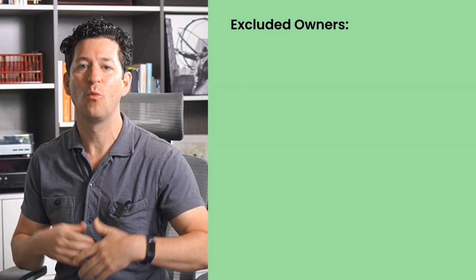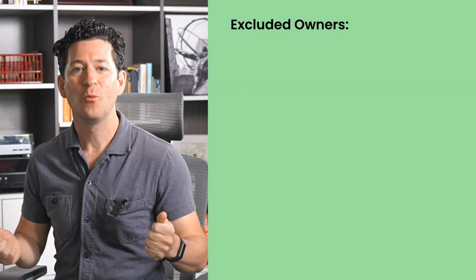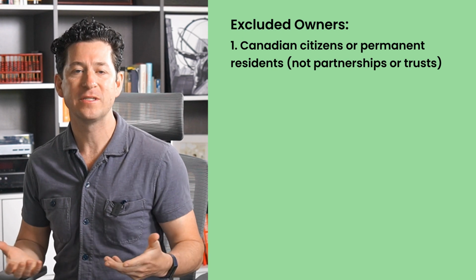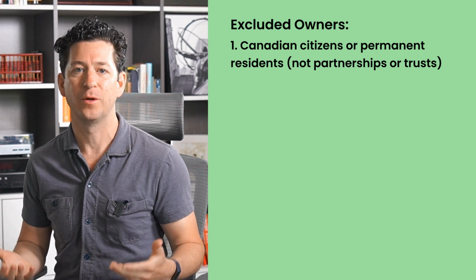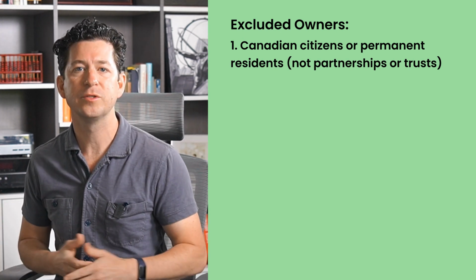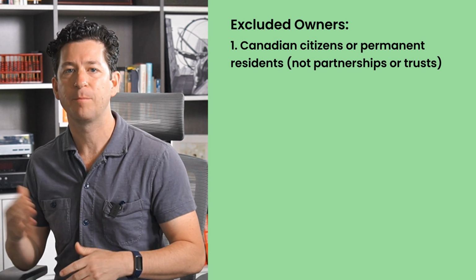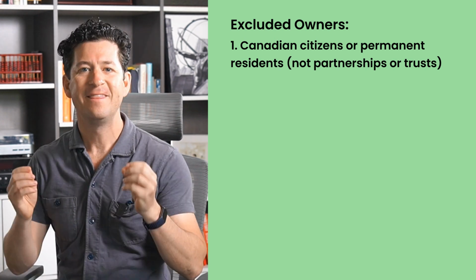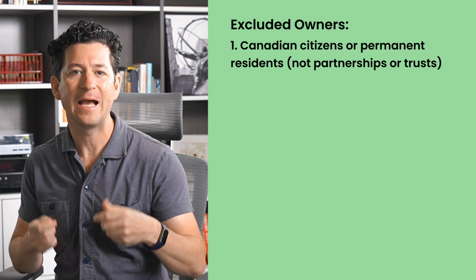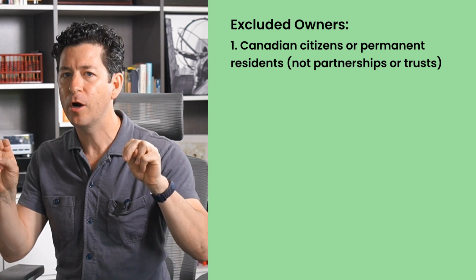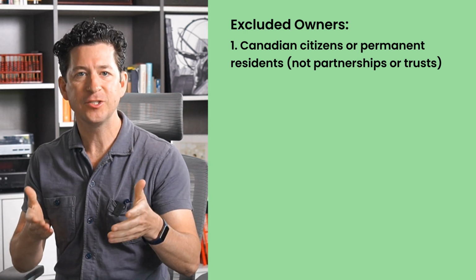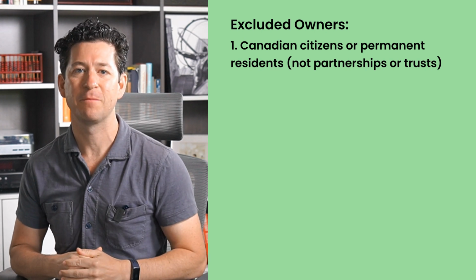Here's where it starts to get a bit complicated. This is a list of what excluded owners are. Number 1, Canadian citizens or permanent residents are generally excluded owners. However, they're not excluded owners if they hold interest in a property as a partner or as a trustee. This means that if you own a property as a partner of a partnership, then you are carved out from this exemption. If that's you, then you would need to move on to step 3.